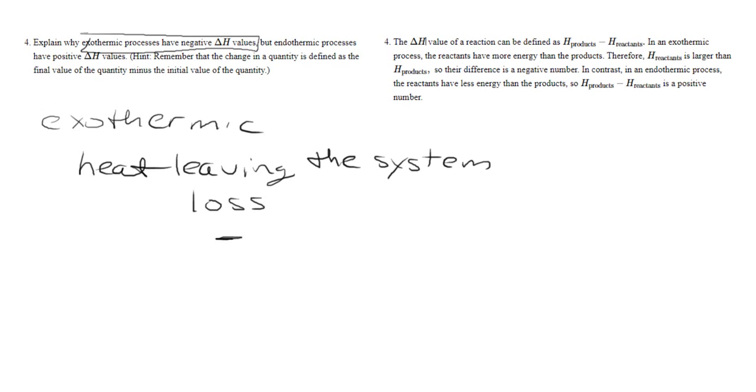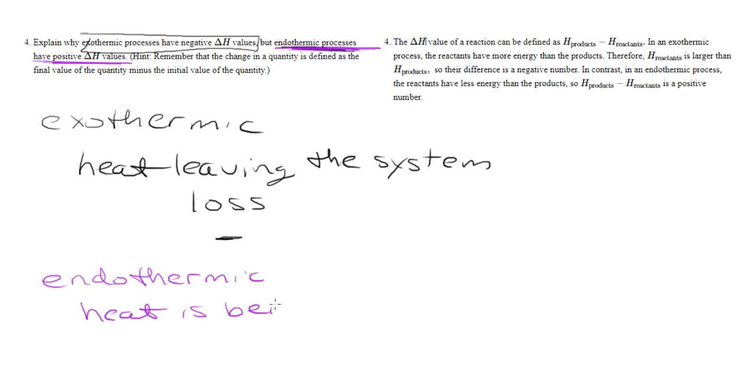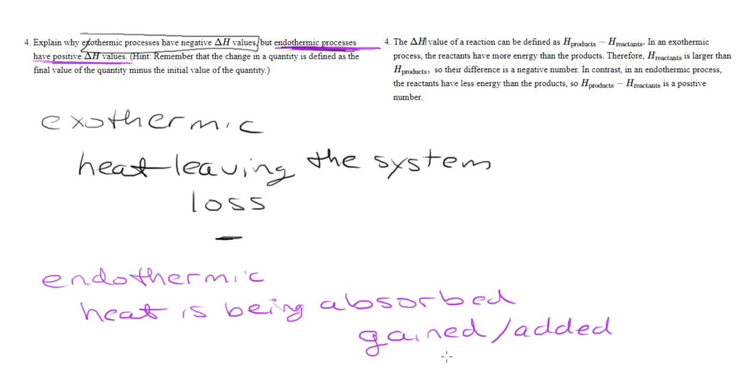The opposite here would be an endothermic process. Sorry, I meant to change the color. An endothermic process has a positive delta H value, and the opposite applies. In an endothermic process, heat is being absorbed by the system. When something is absorbed, it's being gained or added, right? And you represent that with a positive sign.